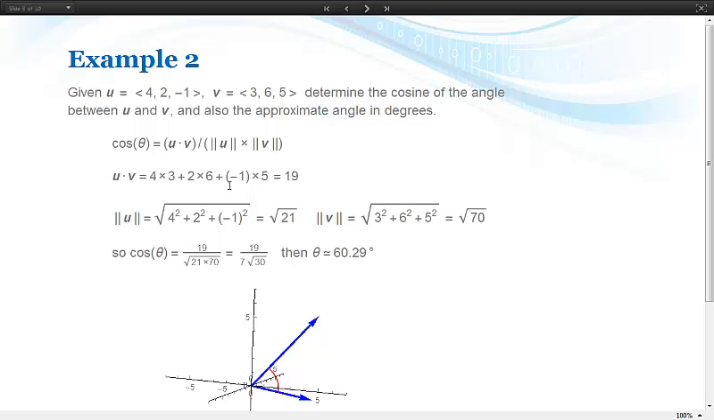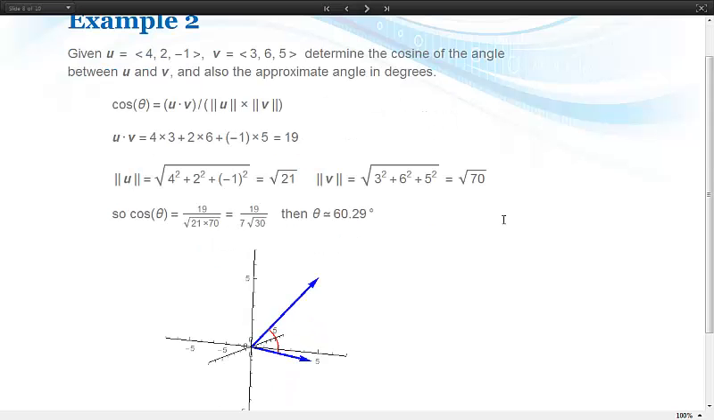So u dot v is 19, and then the length of u is the square root of the sum of the squares of the elements. So 4 squared is 16, plus 2 squared is 4 is 20, plus negative 1 squared is 1. So the length of u is the square root of 21. The length of v is 3 squared is 9, plus 6 squared is 36, that's 45, plus 5 squared is 25. Add those up, we get 70, so the length of v is the square root of 70.